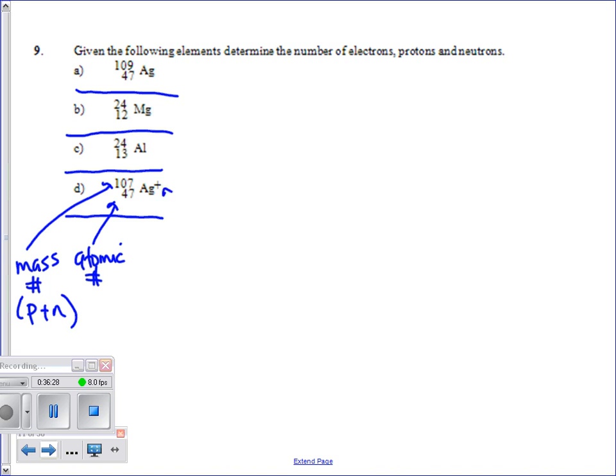And then the charge right here is based on the number of electrons. This atomic number does not change. If it changes, the identity changes. So if you're going to make something charged, you have to mess with the electrons and only the electrons.